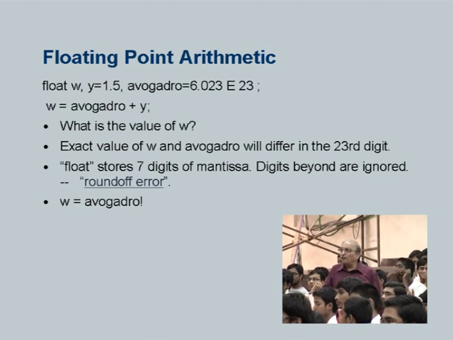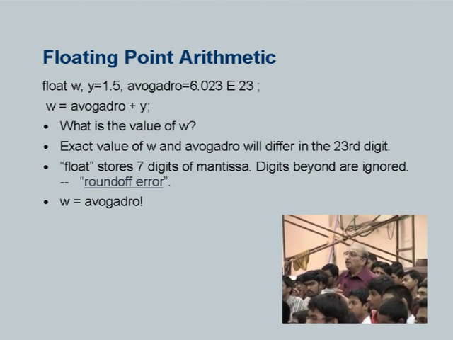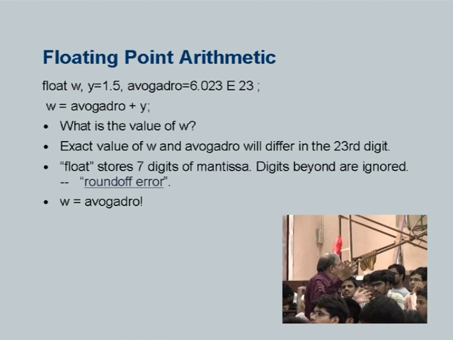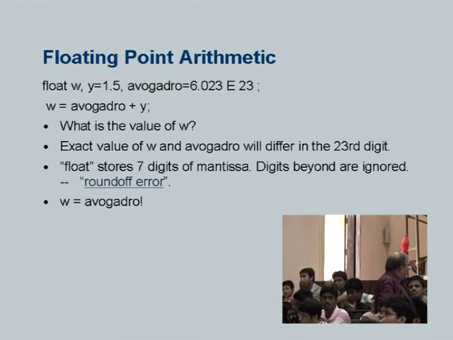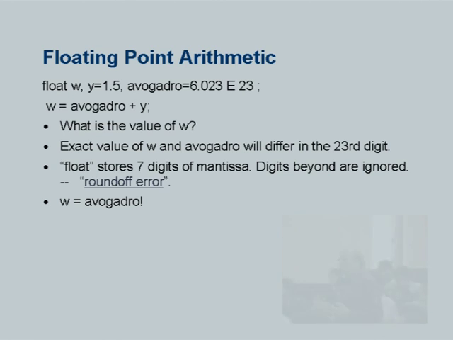This is called a round-off error. Mr. Dumbo simply ignores such digits beyond 7. And if you have used the double kind of thing, it will ignore digits like that too, but whatever, there will be a limit. So this is the first example of how careful we have to be when we are instructing Dumbo to handle fractional numbers, large or small, using floating point representation. So in conclusion, Mr. Dumbo will think W is the same as Avogadro, although mathematically, W and Avogadro are not the same.